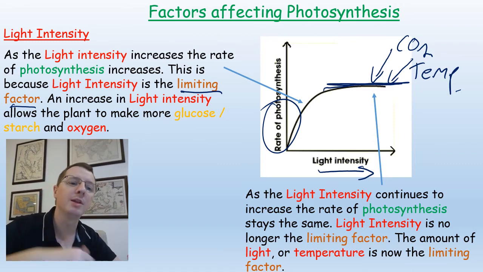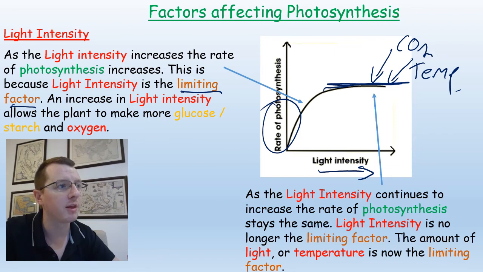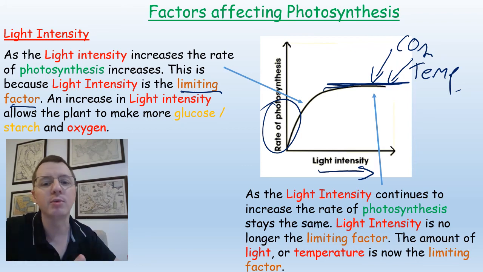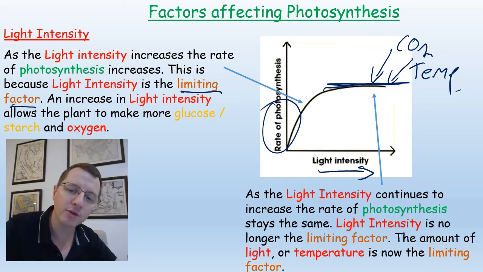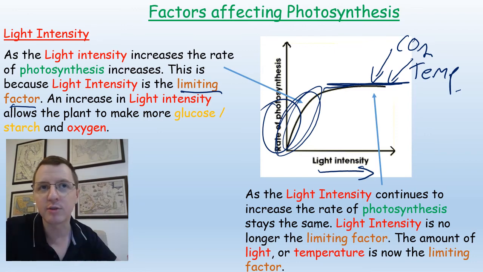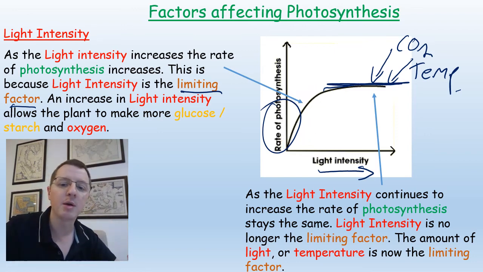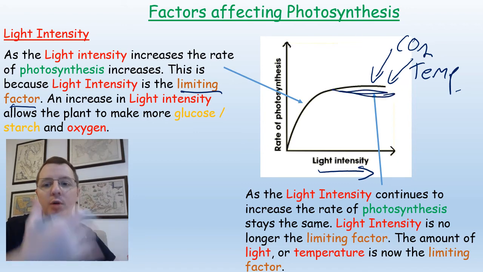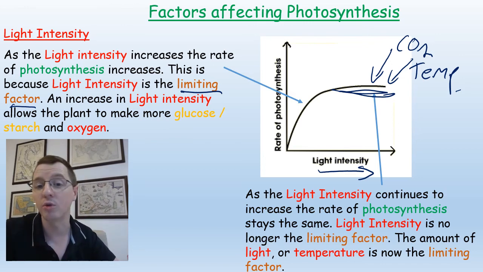So you need to remember, limiting factor is always the thing that slows down the chemical reaction. If we increase the limiting factor, we're going to increase the rate of reaction. So in the first section, light is the limiting factor, because if we increase it, we increase the rate of reaction. But in the second section here, light is no longer the limiting factor. Something else is: carbon dioxide concentration or temperature.